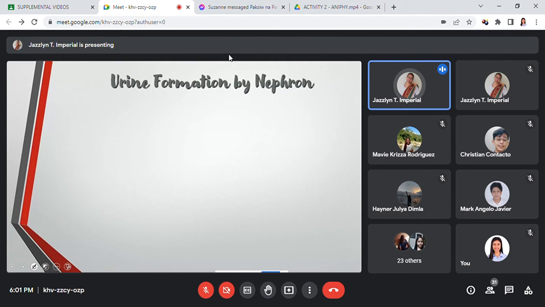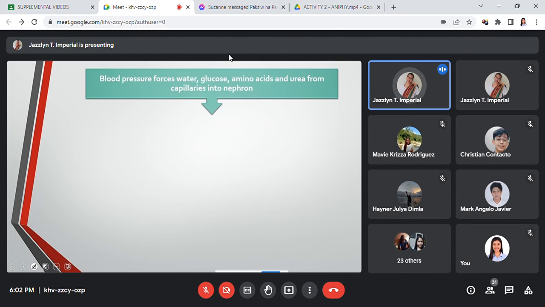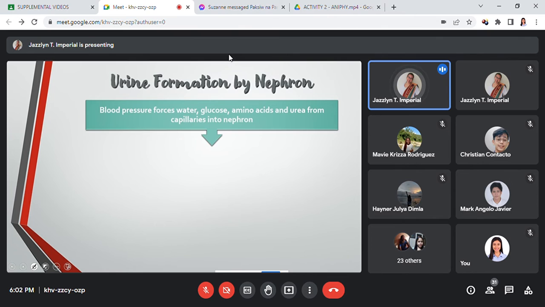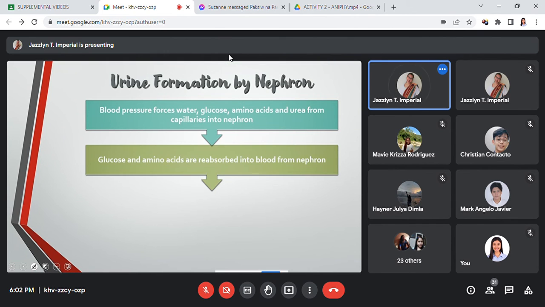So how is urine formed in the nephron? Kanina, general formation, di ba, ng urine. Ammonia, punta sa liver, then punta sa kidney, tapos urine. So in the nephron, you have una, blood pressure, of course, coming from the aorta, forces water along with valuable substances like glucose, amino acid, and urea, which is the waste, coming from your capillaries will enter your nephron. Okay? So glucose and amino acid, these are the nutrients. Okay? While urea is the waste product.